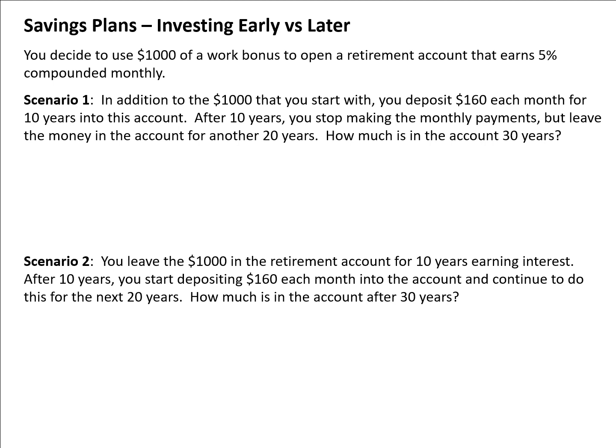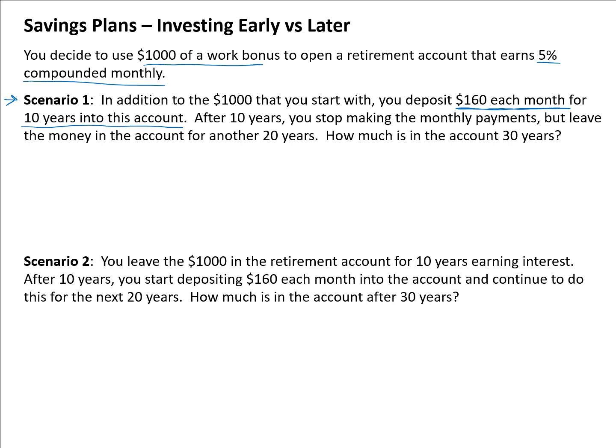In our next example, we'll investigate this idea of investing early and the impact it can have versus investing later using two scenarios for something very similar. Let's say you decide to use $1,000 of a work bonus to open a retirement account that earns 5% compounded monthly. Now, in scenario one, which we'll start with, you take that $1,000 that you start with, you put it in, but you also deposit $160 each month for 10 years into this retirement account.